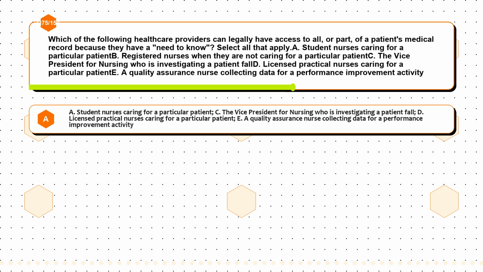Here are the options. Option A. Student nurses caring for a particular patient. C. The vice president for nursing who is investigating a patient fall. D. Licensed practical nurses caring for a particular patient. E. A quality assurance nurse collecting data for a performance improvement activity.